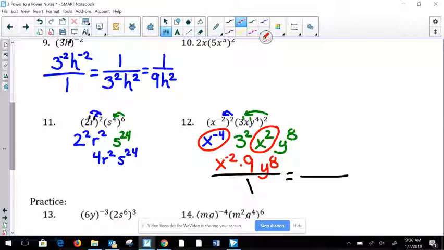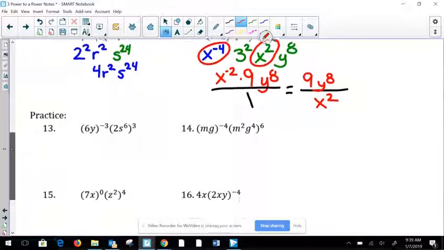So my final step is I have to go base by base and rewrite. Does the x to the negative 2 stay or go? You guessed it. He goes to the bottom as a positive. And then 9, does he stay or does he go? You guessed it, he stays. And y to the 8th, does he stay or go? Again, he stays, so y to the 8th. So my final answer is 9y to the 8th over x squared. Aren't we having fun now?